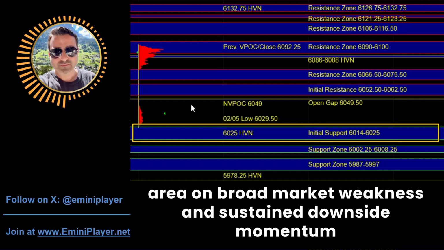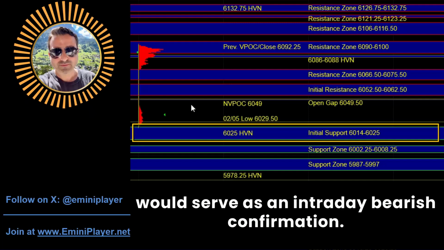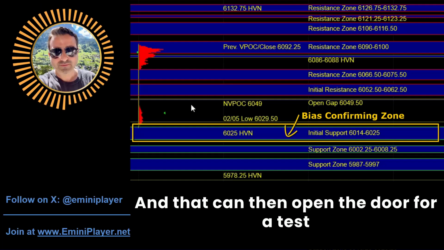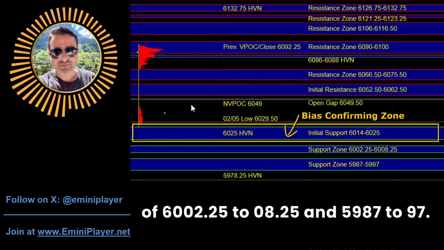And then on the downside, we have initial support at 6,014 to 25 and a break and hold below that area on broad market weakness, and sustained downside momentum would serve as an intraday bearish confirmation, and that can then open the door for a test of 6,002 quarter to 8 quarter and 59.87 to 97.